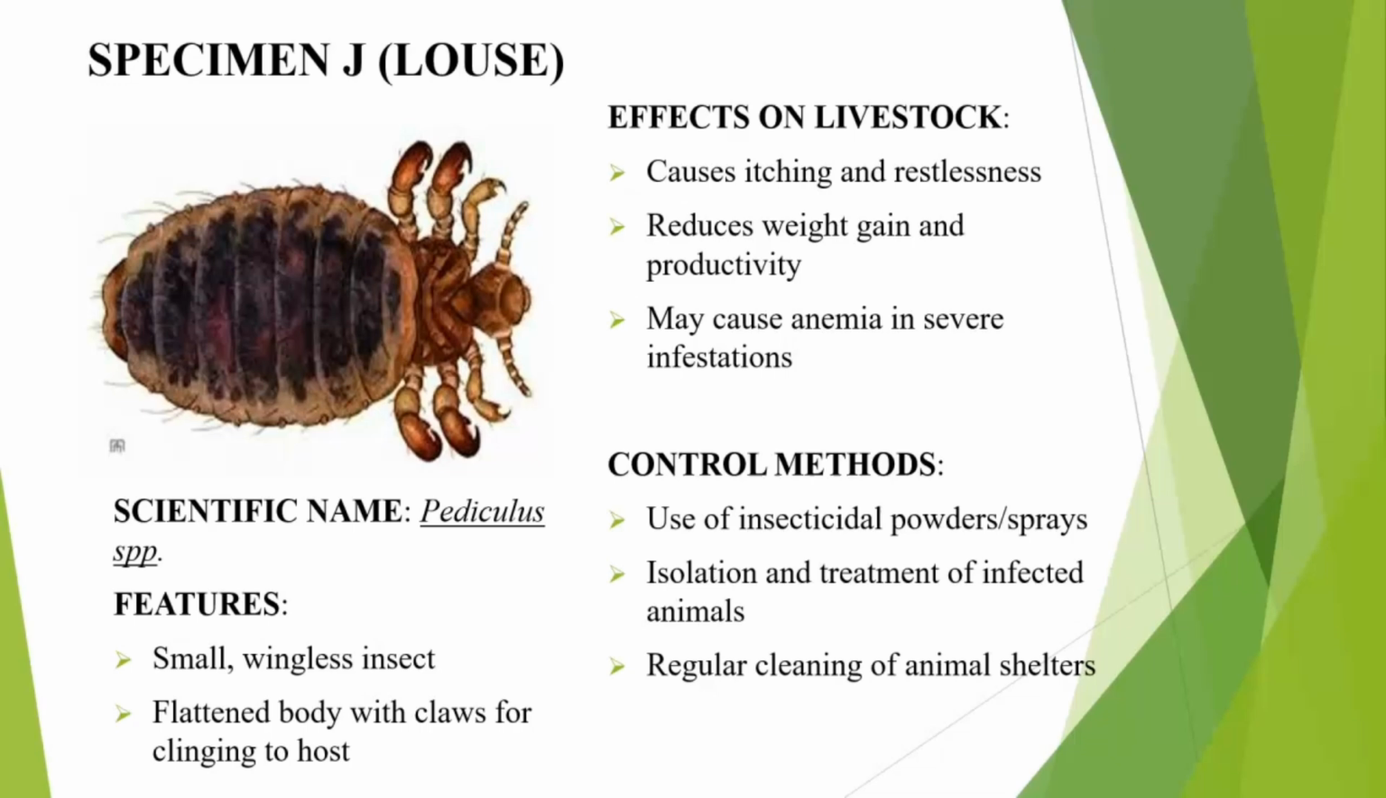Then what are the features? Again, this organism has a head. Number one, presence of head. Number two, presence of a thorax. Number three, presence of an abdomen or even a large abdomen. Then there are 3 pairs of working legs. The presence of an antenna. Then it has a small wingless body. It has a flattened body with claws, which is used to attach to the host. Then again, the effect on livestock, it can cause itching and restlessness, like the animal is itching and also does not stay in one place because this animal is a pest.